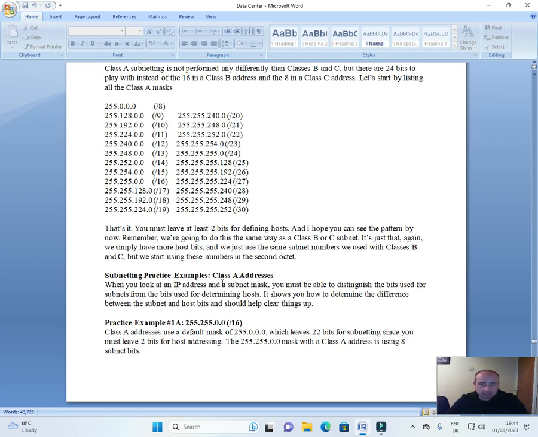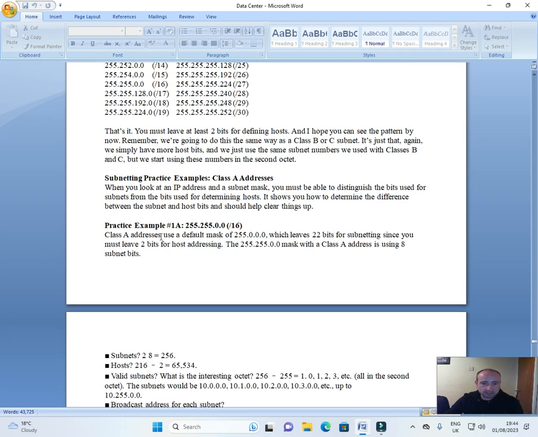Subnetting practice examples, Class A addresses. When you look at an IP address and a subnet mask, you must be able to distinguish the bits used for subnets from the bits used for determining hosts. This shows you how to determine the difference between the subnet and the host bits and should help clear things up.